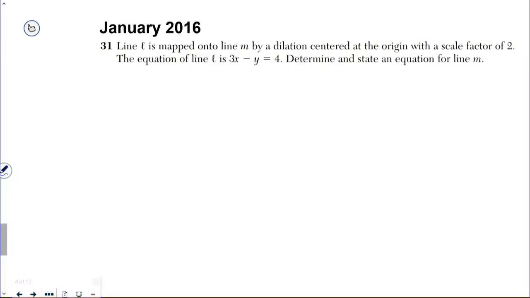Line L is mapped onto line M by a dilation centered at the origin. That's important. I'm going to circle that really quick. Dilation centered at the origin with a scale factor of 2, also important. The equation of line L is 3x minus y equals 4. Determine and state an equation for line M.